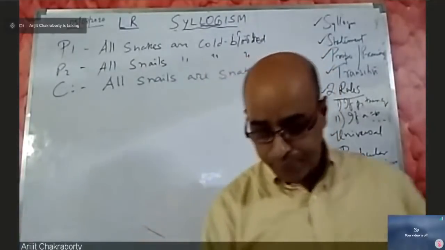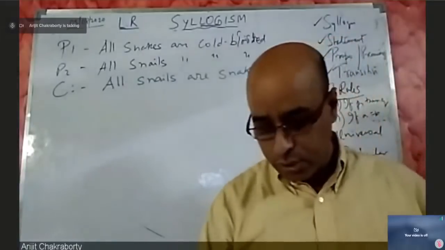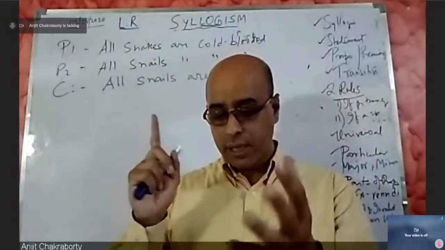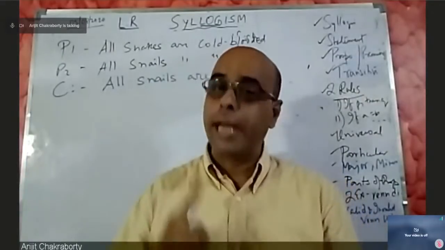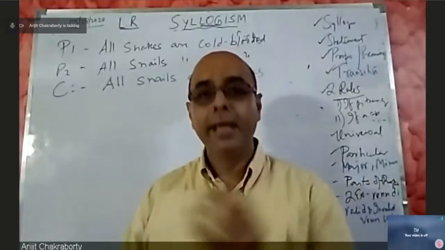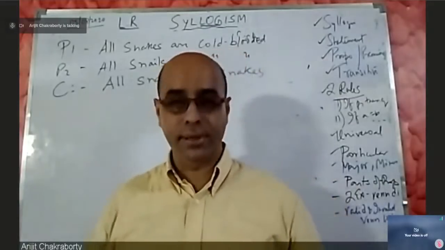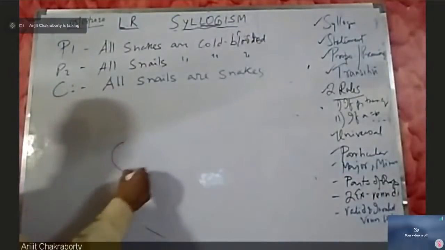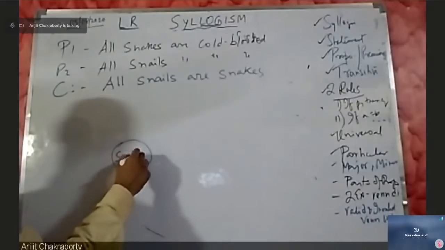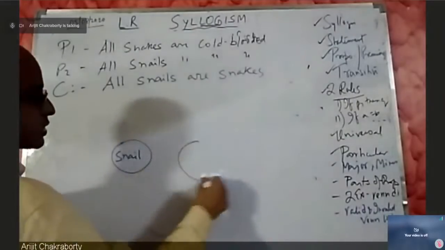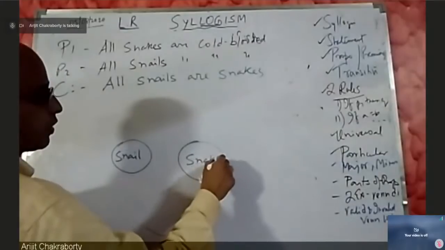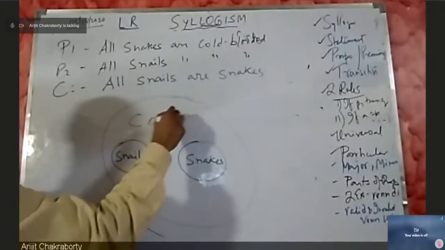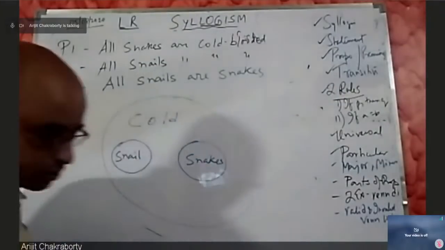Let's draw the Venn diagram. So here again we'll have to draw three sets. One is for the snails, one is for the snakes, and one is for the cold-blooded creatures. Okay, so let's see. First is snail, S-N-A-I-L. The other is for the snakes. And the biggest one is for the cold-blooded.